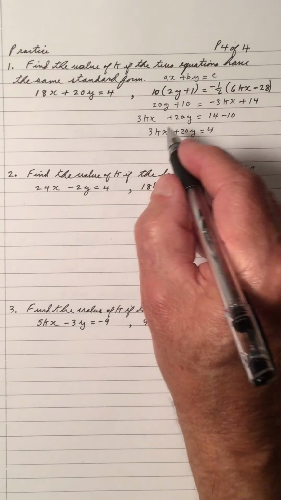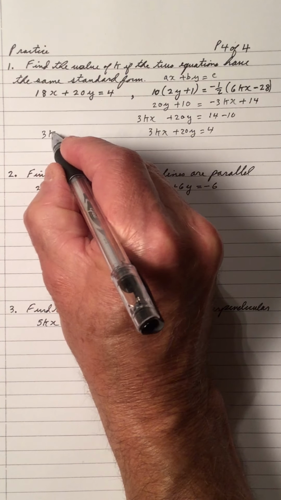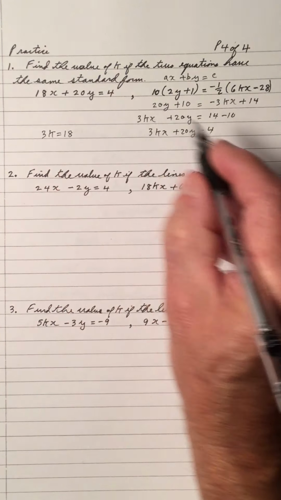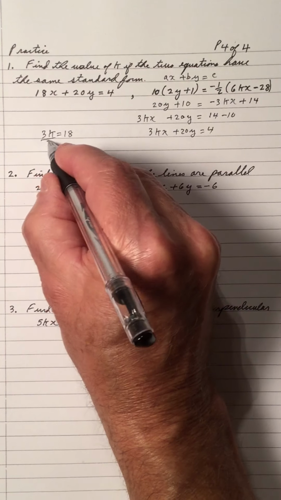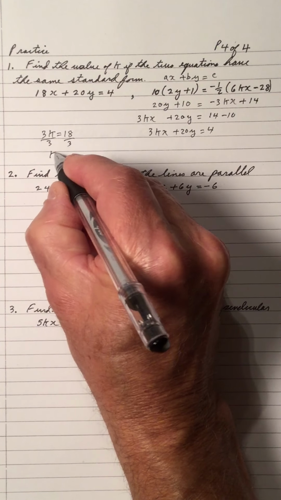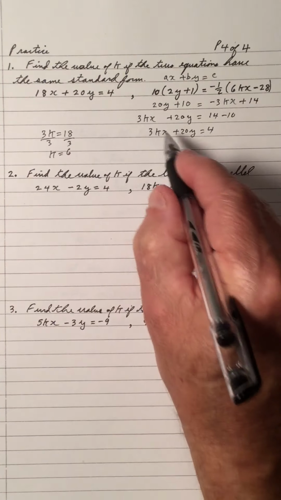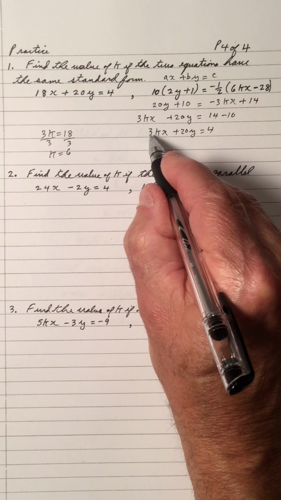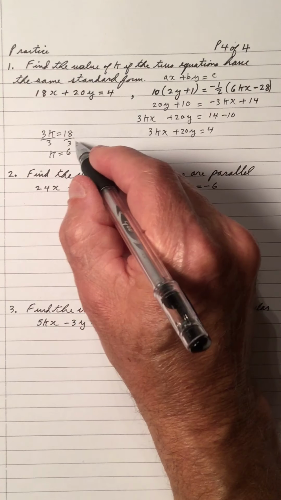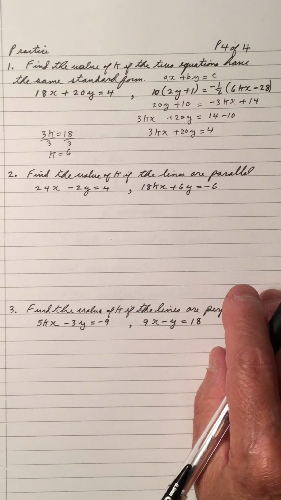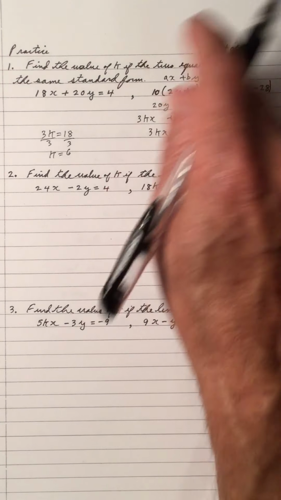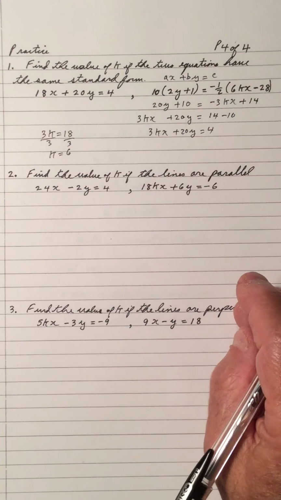So that means that 3k must be the same as 18. That's the a. So I divide by 3. So k is equal to 6. So if I put 6 back here, 3 times 6 is 18. So we have it right. That's the value of k, which creates the two equations that have the same standard form.